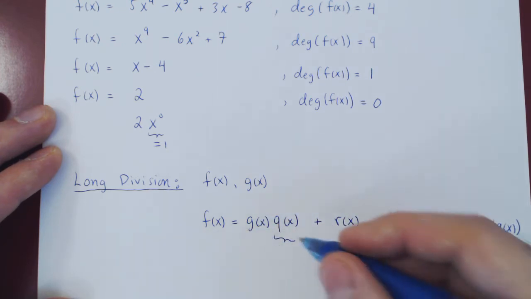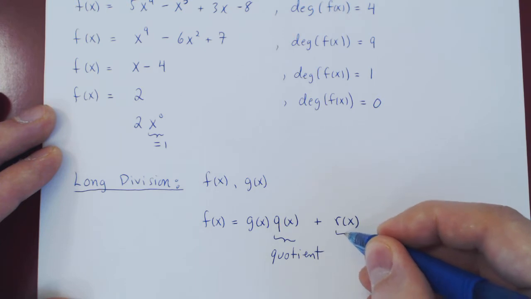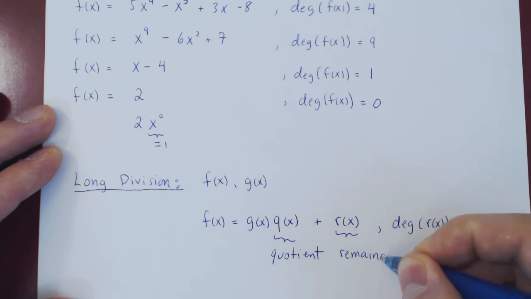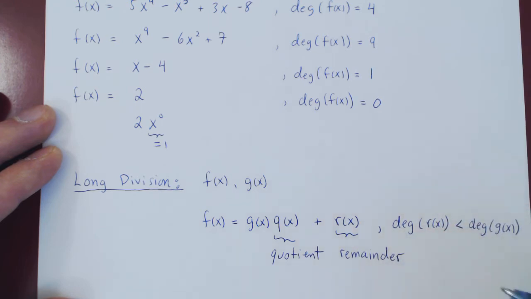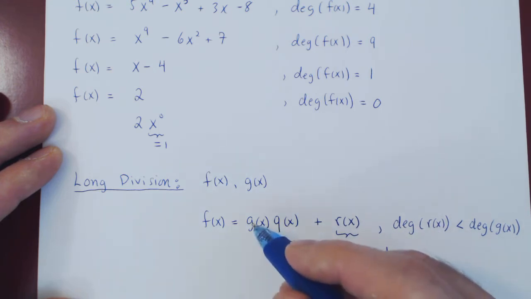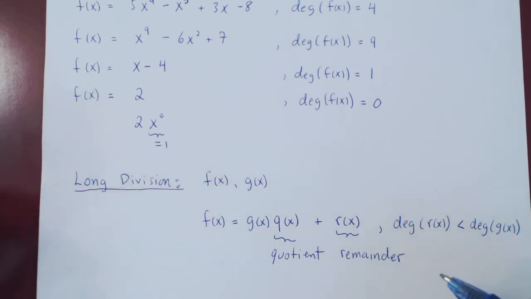Now g of x is your divisor, q of x is the quotient. R of x, if there is one, is called a remainder, the leftover of the division. And the remainder satisfies one key property: its degree is strictly smaller than the degree of your divisor g. So let's see how this plays out in two examples. The first one is a warm-up. The second one will be for us the crucial example that will lead us to a general result, and with this we'll be able to prove the factor theorem very easily.